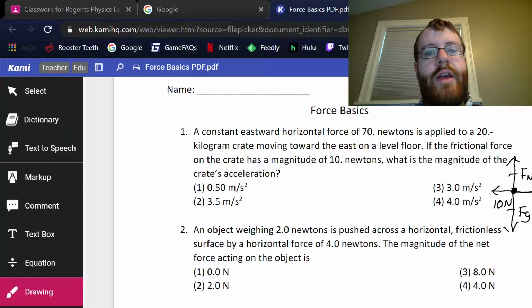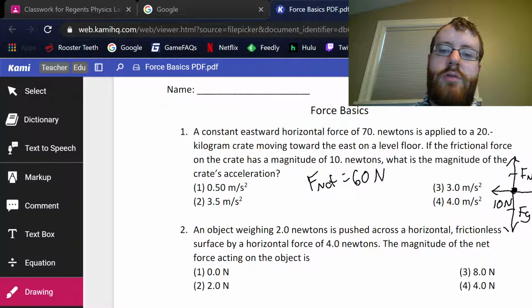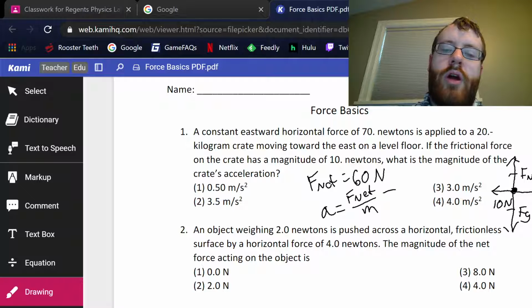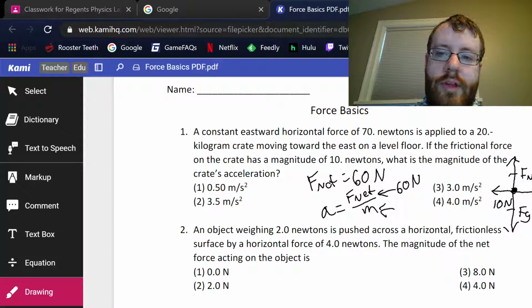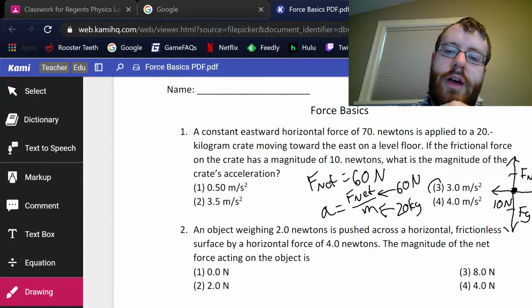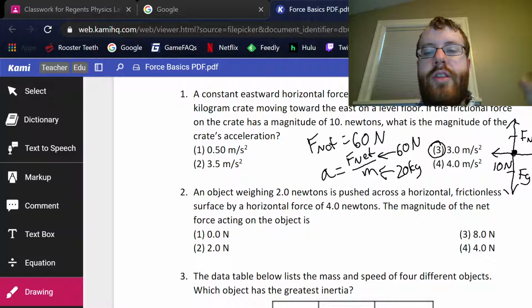So the up and down cancel each other out. We have the 70 to the right, the 10 to the left. They add up to equal a net force of 60 newtons. Now to finish this question off, we're using our acceleration formula, F net over m, where our F net is 60 newtons and our m is 20 kilograms. So you just need to divide the two, and when you do that, you get 3 meters per second squared.